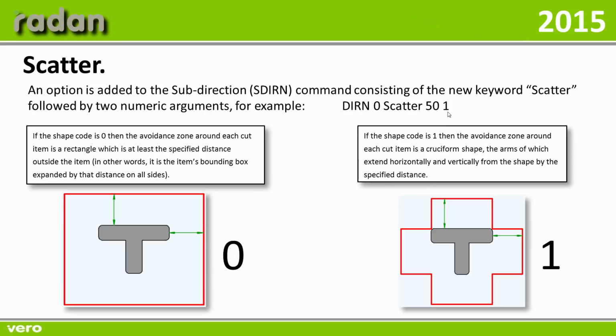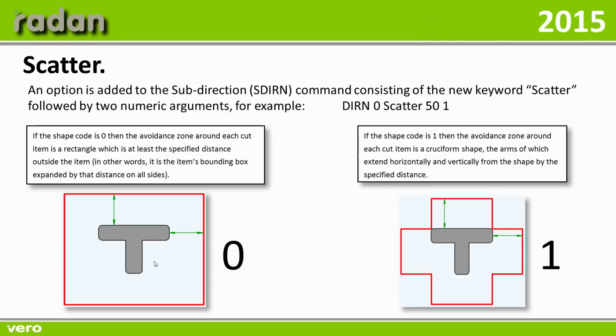Let me explain the shape codes to you. You can see here we have a part with a rectangular bounding box surrounding it. So this is shape code 0. If the shape code is 0, then the avoidance zone around each cut item is a rectangle, which is at least the specified distance outside the item. In other words, it is the item's bounding box expanded by the distance on all sides.